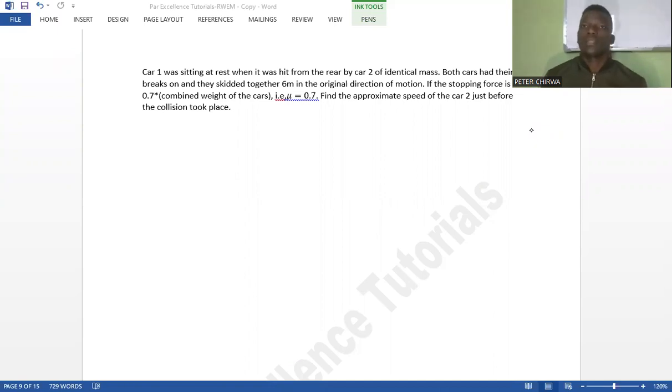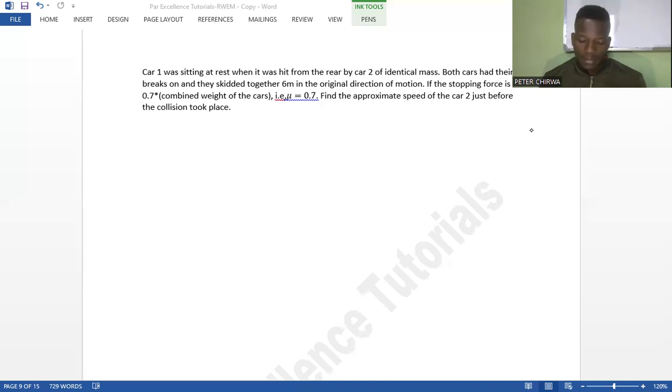In this video, we are going to solve this question, which we can look at from a momentum collision point of view, and also from a work done point of view. It says car one was sitting at rest when it was hit from the rear by car two of identical mass. Identical mass basically means they have the same mass. So if car one was 50 kilogram, car two is also 50 kilogram, all right?